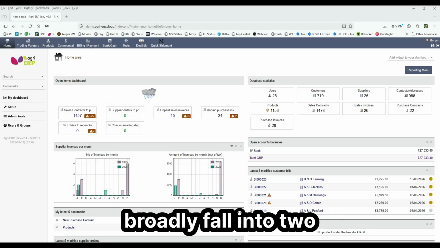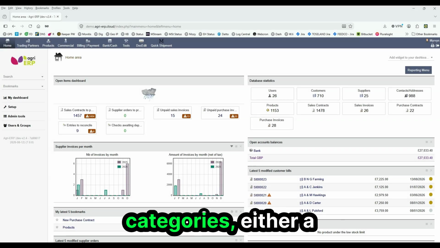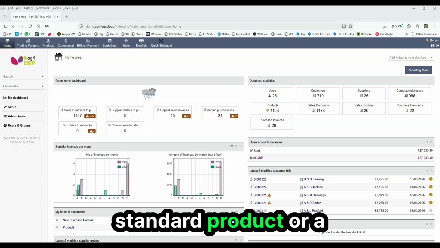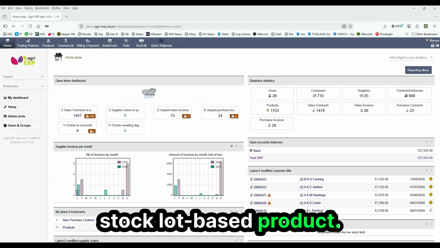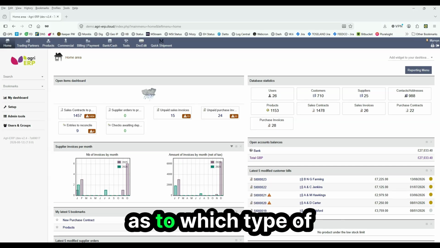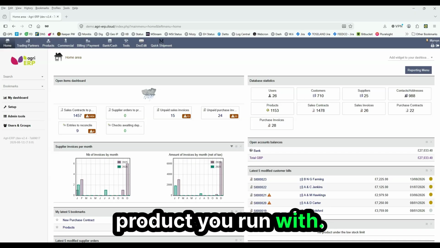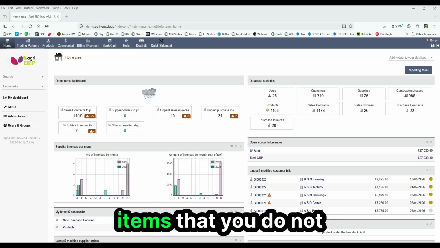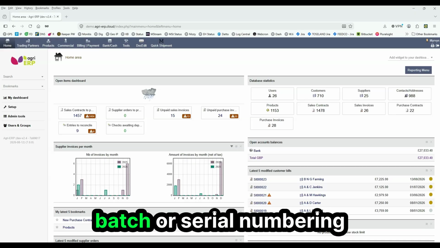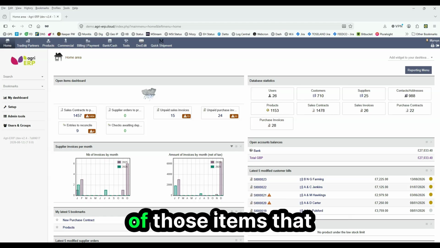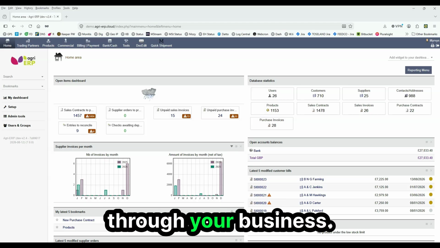Products on the system broadly fall into two categories, either a standard product or a stock lot based product. The choice is yours as to which type of product you run with. A standard product is an item that you do not need to keep track of batch or serial numbering of, those items that are coming and going through your business.